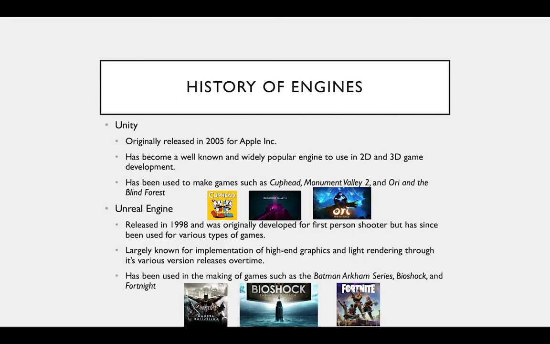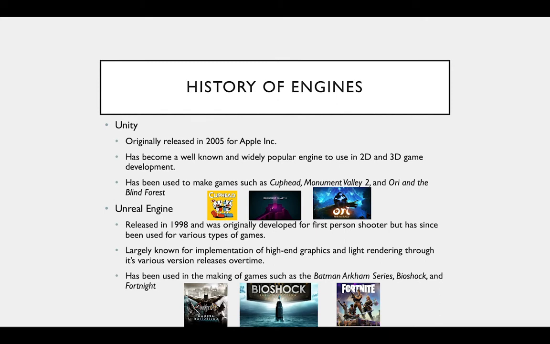So here's a bit of background on the engines. The Unity engine was developed in 2005 and released for Apple products like Macintoshes, with the intention of making game development available for a large audience to develop 2D and 3D games. It has become one of the most popular engines used for game development. Notable games that were made with this were Cuphead, Monument Valley 2, and Ori and the Blind Forest.